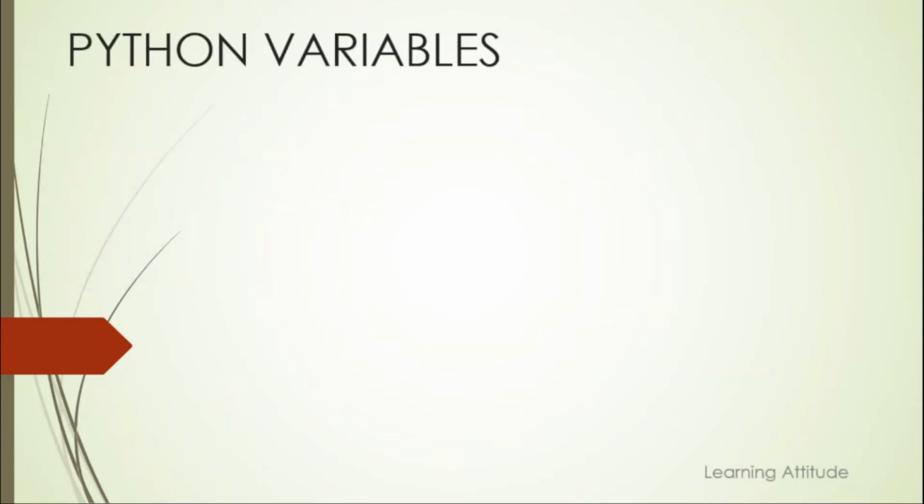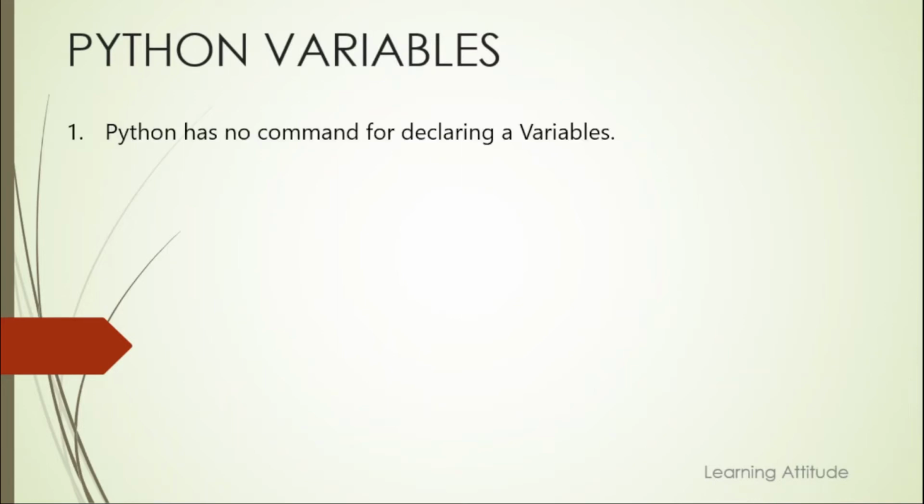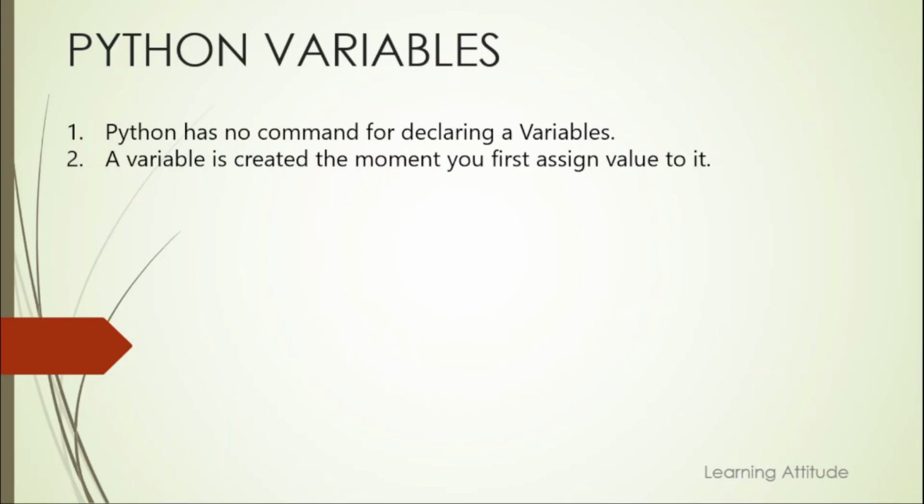So first we'll see what Python variables are. Python has no command for declaring variables. Means there is no command to declare variables in Python. A variable is created the moment you first assign a value to it. Means if you assign any value to the variable, it will be created.